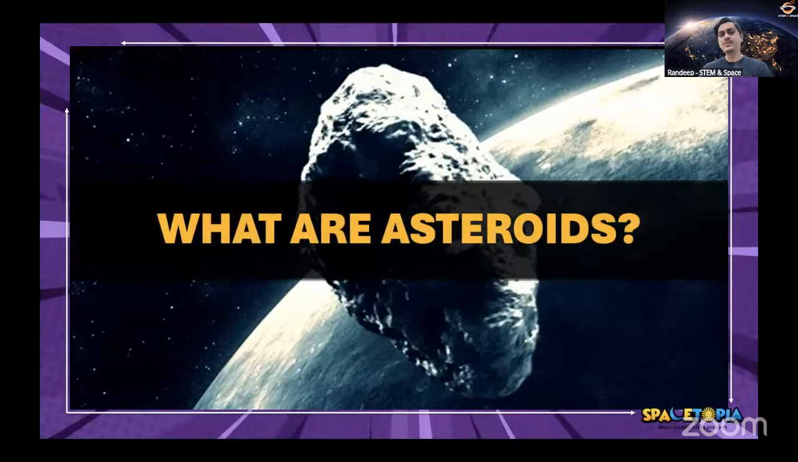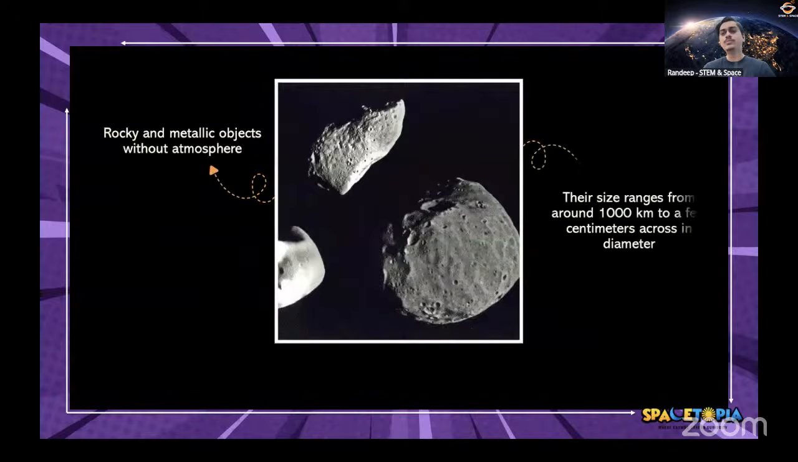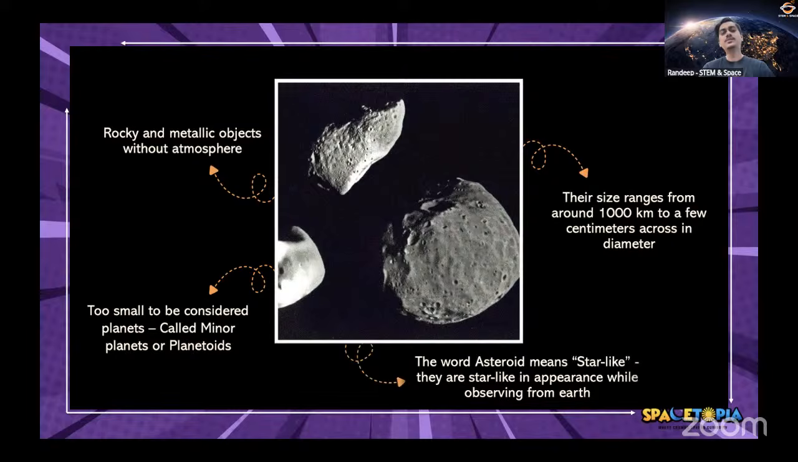So let's quickly see what asteroids are. Well, we had already covered that as well, that these are rocky and metallic objects which do not have any atmosphere, quite small in size, not more than 1,000 kilometers. Even the largest ones are not even 1,000 kilometers in diameter, often called minor planets or planetoids, and the name has been derived from the word aster, which means star-like.